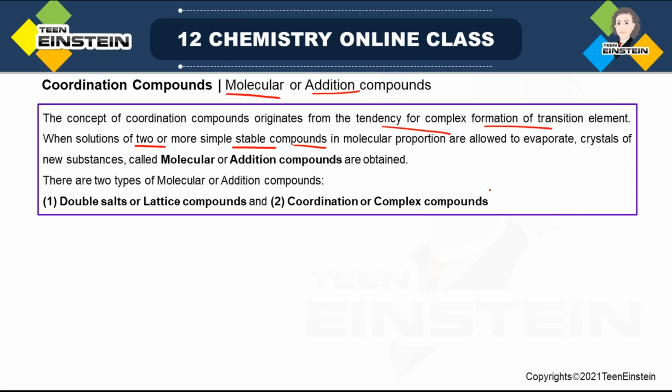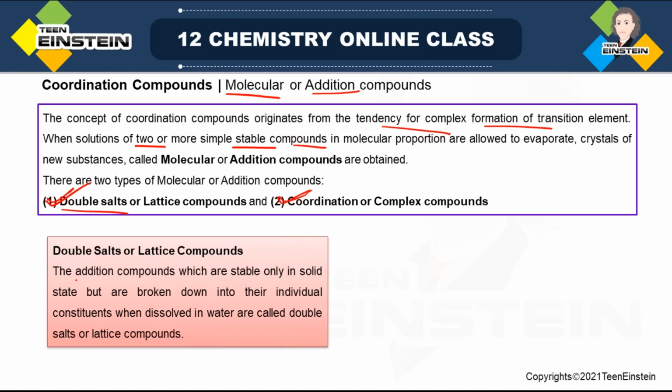Now two types are possible. One is known as double salt or lattice compounds. Another one is coordination or complex compounds. The second type is basically the main one on which this chapter is all about. But first we will see what is double salt. After that we will see what is coordination compounds, and obviously the difference between these two types. So double salt or lattice compound, mostly the term double salt is used.